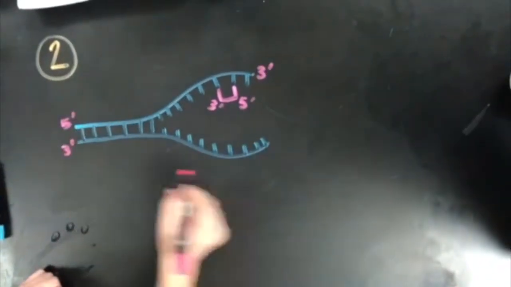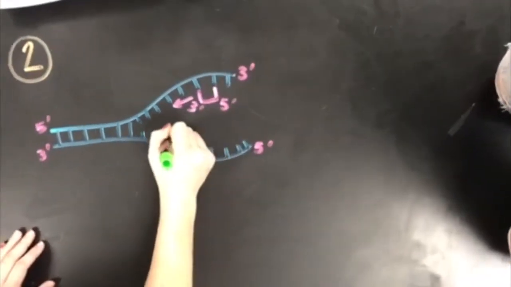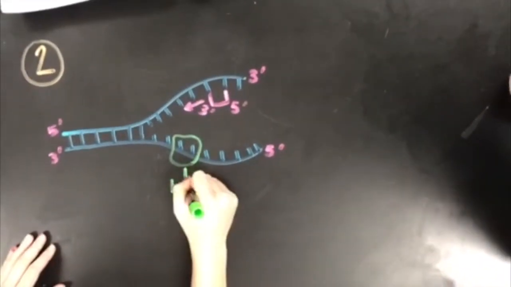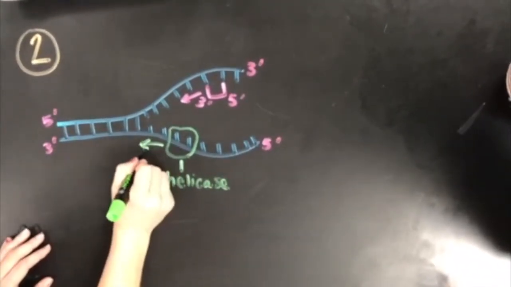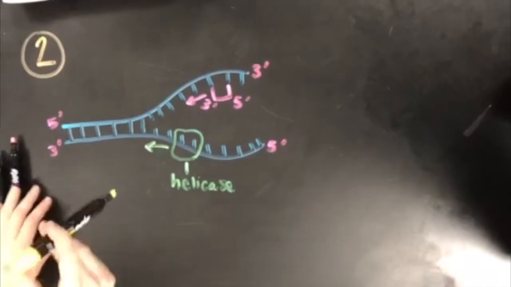The major steps of replication are, first, helicase, which unwinds the DNA at origins of replication. Second, initiator proteins separate the 2 strands and form a replication bubble.